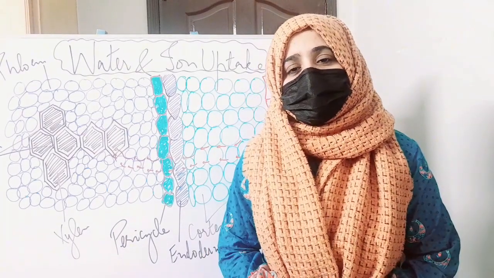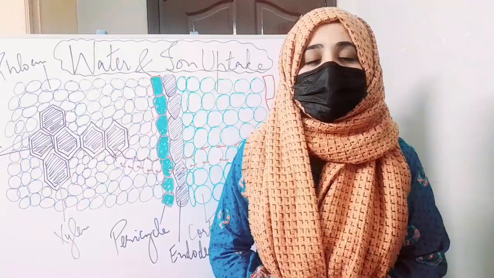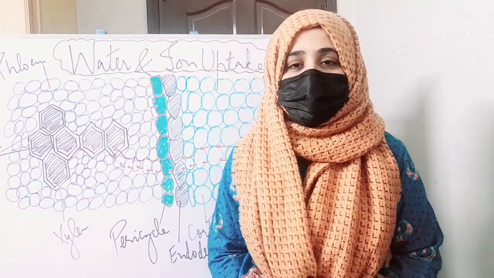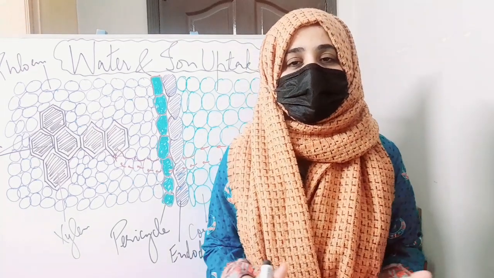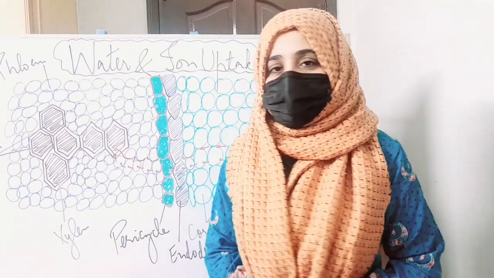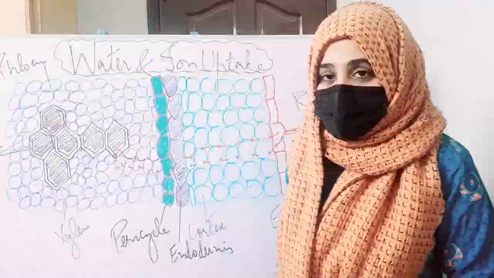Xylem tissue is composed of two types of cells that are tracheids and vessel elements, whereas phloem tissue is composed of two types of cells that are sieve tube cells and companion cells. So in order to understand how the water and ions or mineral salts are taken up and absorbed by the roots, let me show the structure of the root. In this diagram, the transverse section of the root is shown.